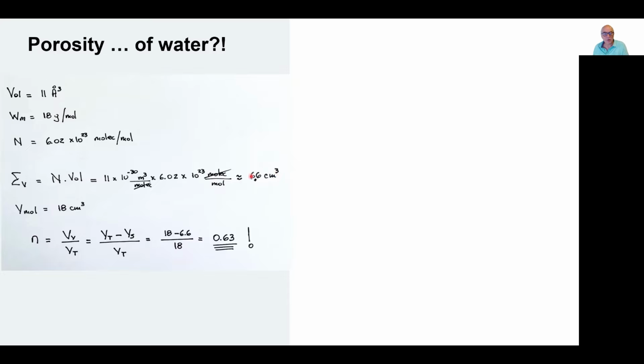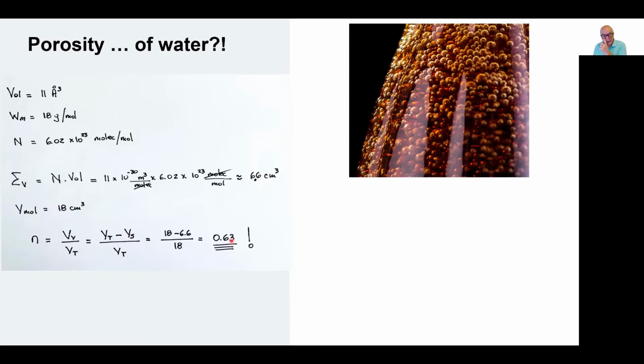Therefore, only that quantity is occupied by the actual volume that each molecule fills in, and the rest is free space. Therefore, the porosity of water is the volume of voids, which is the total volume minus the volume occupied by the water molecules, divided by the total volume, 63%. Very high, but that gives unique opportunities, because in those pores, we can hide other molecules.